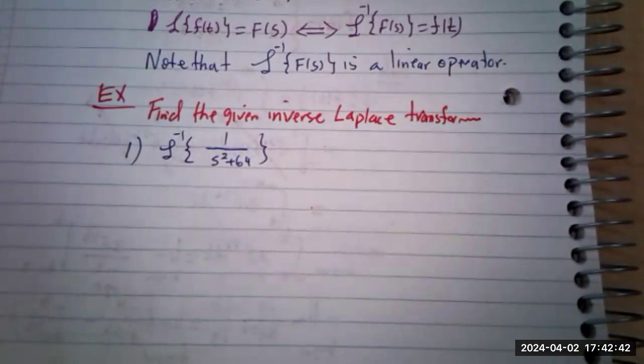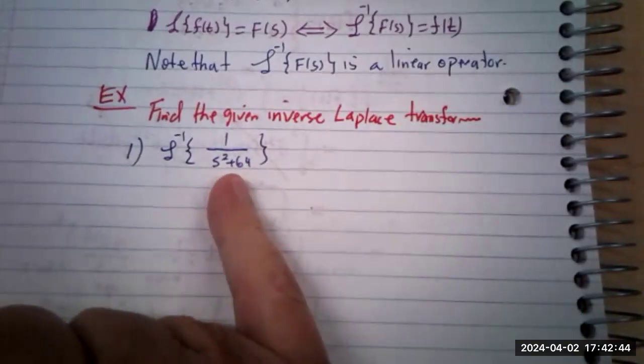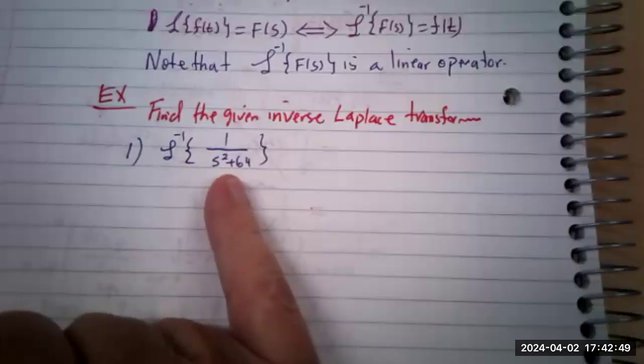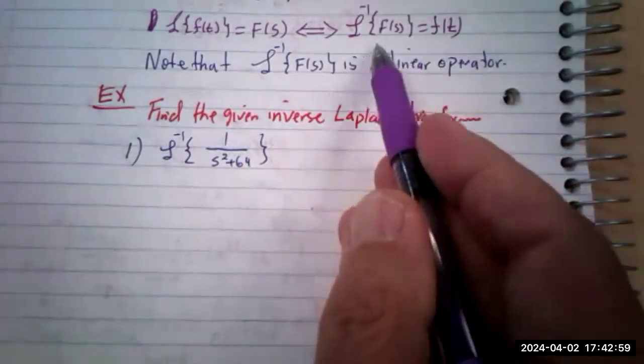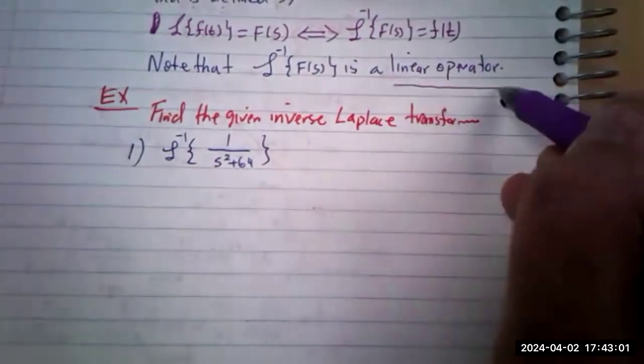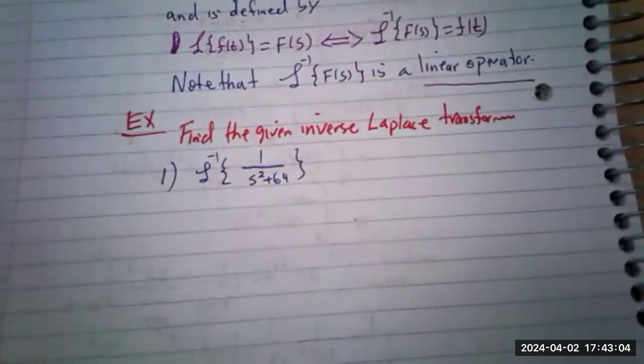But the formula for the sine is what? a over s squared plus a squared. a squared is 64, so a is 8. And the 8 is missing, but you can create it, because I told you the Laplace inverse is a linear operator. You can divide or multiply by any number you like. This is the way you guess. Okay, solution.